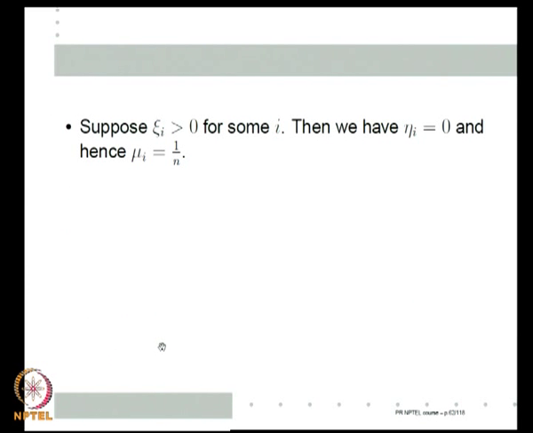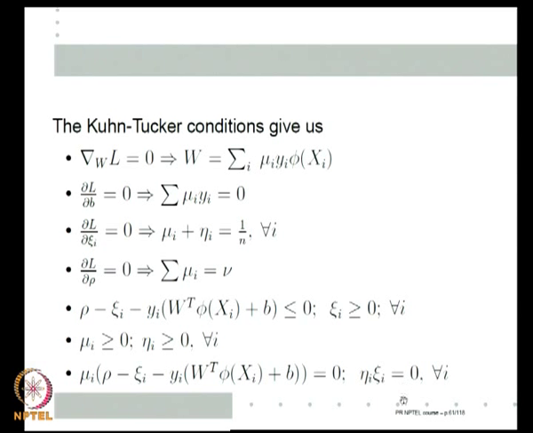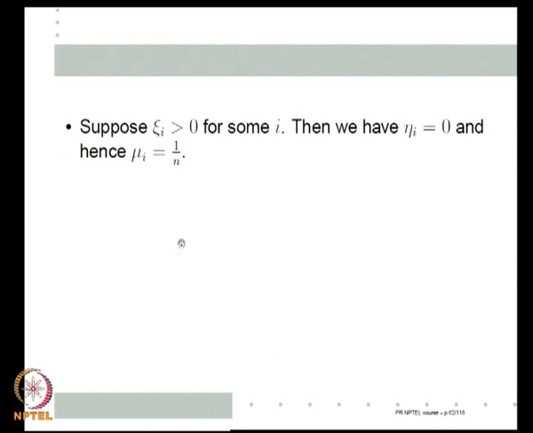Suppose J I greater than 0 for some I. So, if J I is greater than 0, then the corresponding eta I is equal to 0, because of the complementary slackness. Once the corresponding eta I is equal to 0, this tells me that the corresponding mu I should be equal to 1 by n. Right? And I also know that nu is equal to summation mu I. We can put all of this together.